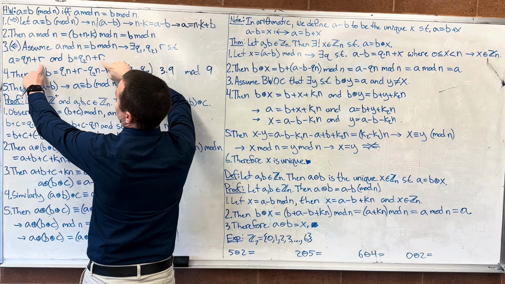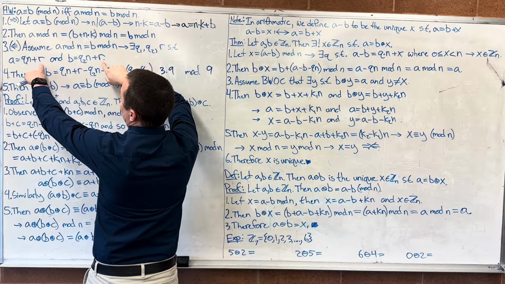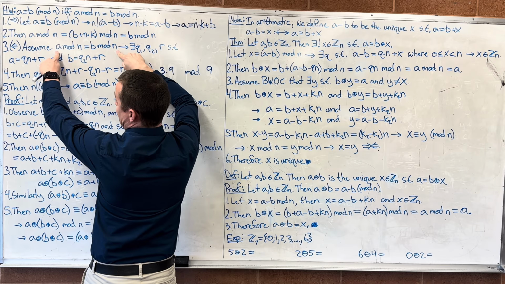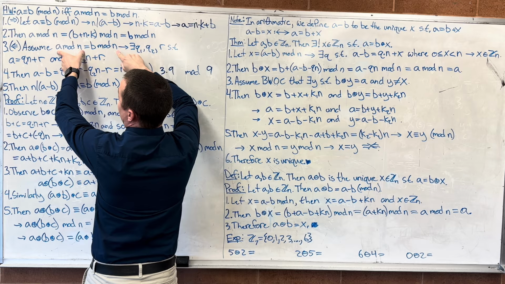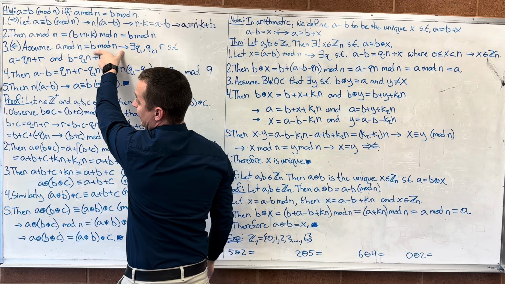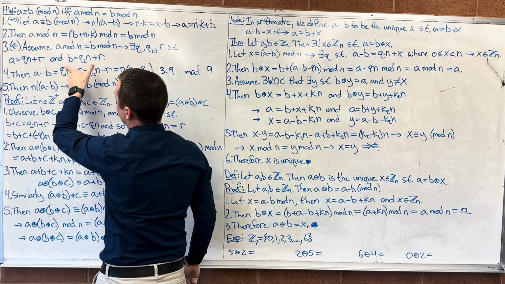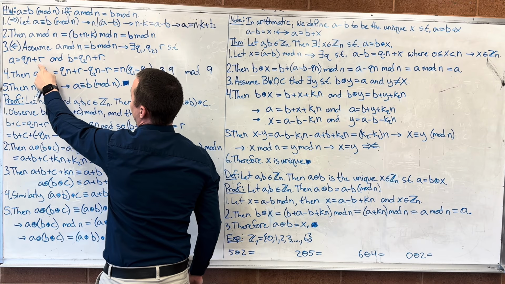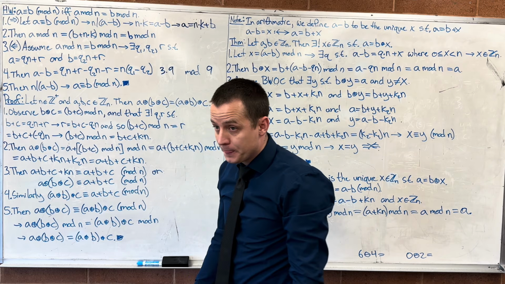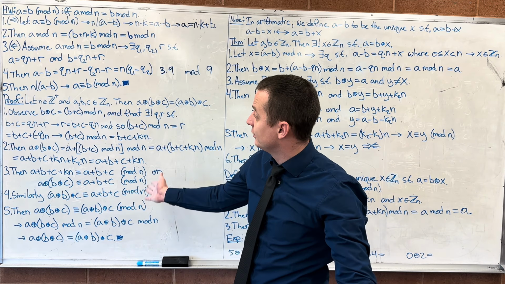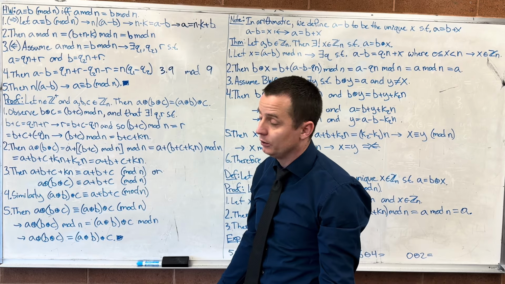Now, how do I know that these are the same r? Because A mod n is equal to B mod n. In other words, the remainder when you divide by n is equal to the remainder when you divide by n. Here's me dividing by n, here's me dividing by n. Their remainders have to be equal. That's what this is saying. Their quotients may be the same, may be different, but their remainders are for sure equal.